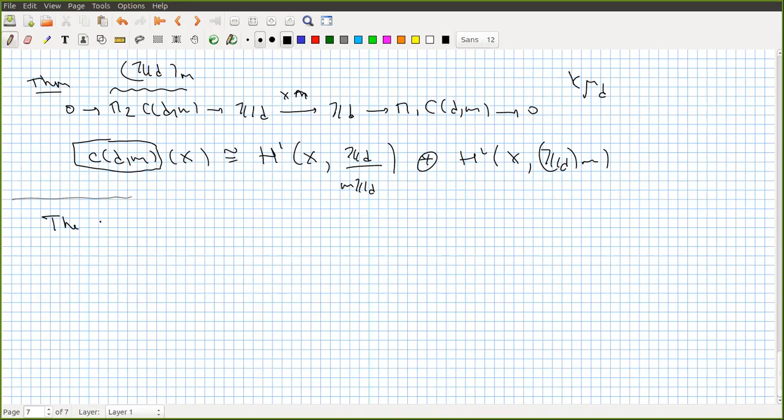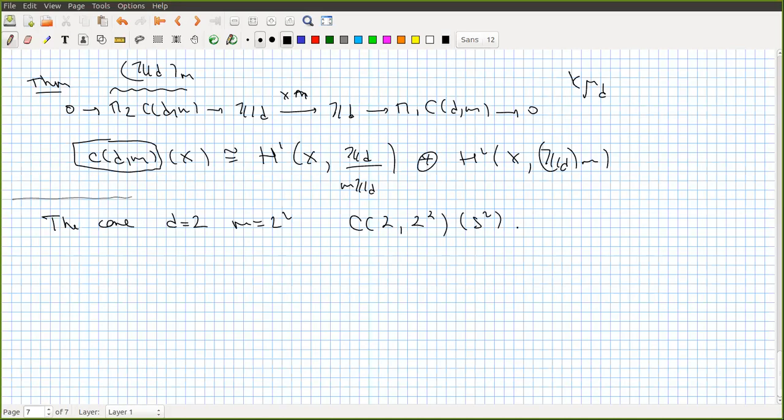So let me just do very quickly just to connect. Look at the case where D is equal to 2 and M is equal to 2 square. So I want to understand C2 to 2 square. So this is the particular case that I wanted to look at, a sphere.